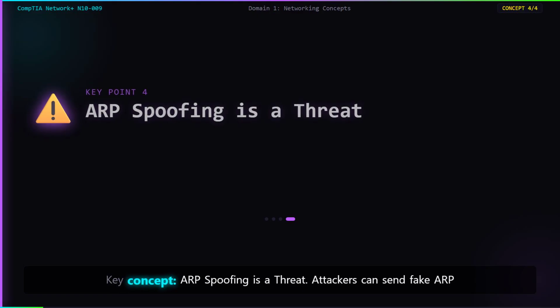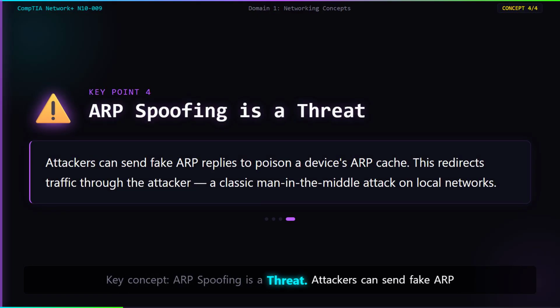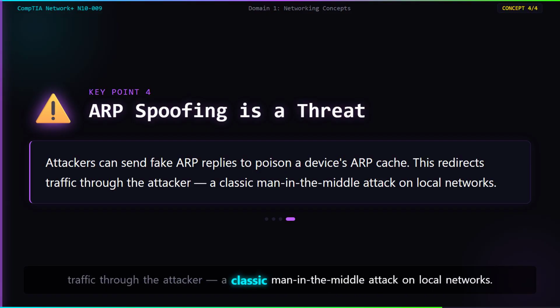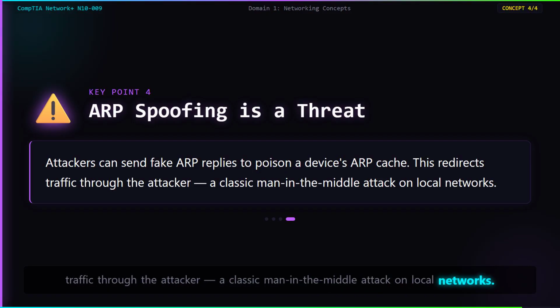Key concept, ARP spoofing is a threat. Attackers can send fake ARP replies to poison a device's ARP cache. This redirects traffic through the attacker, a classic man-in-the-middle attack on local networks.